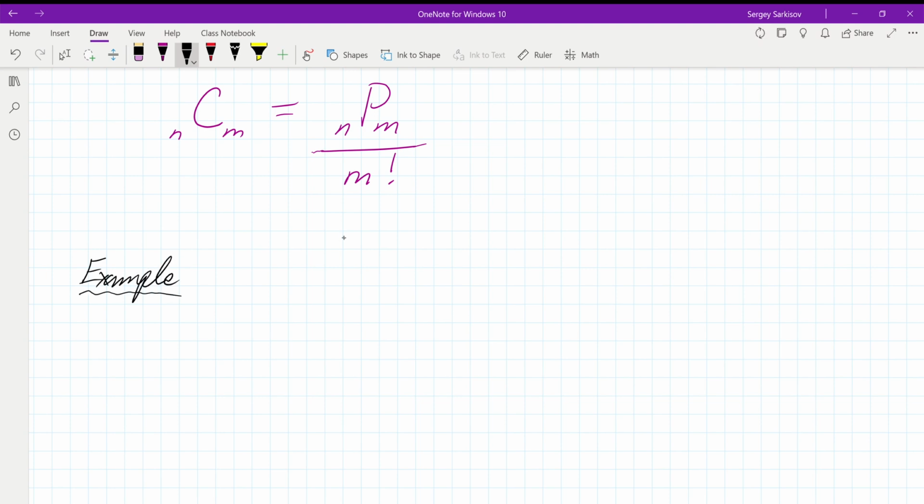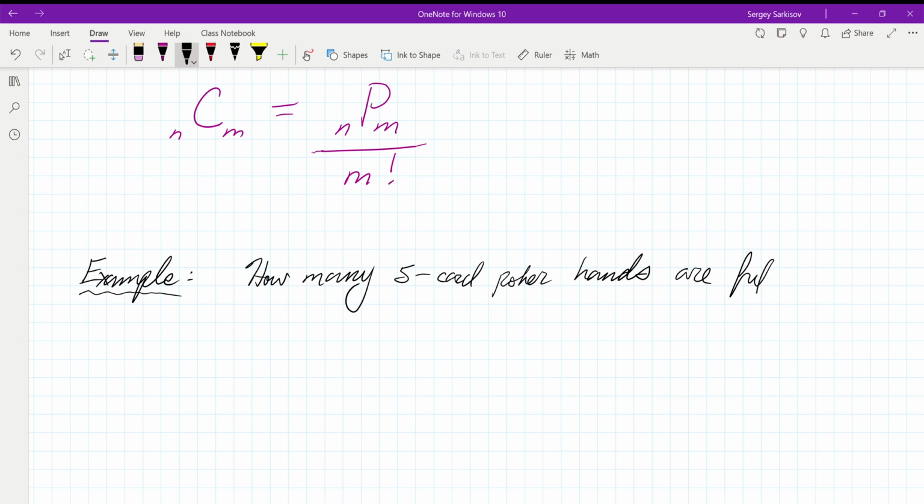So let's say I have poker cards, right? Example: how can we find this? This is tricky, I'm going to pick a tough example. How many 5-card poker hands are full houses? How many possible full houses, basically?